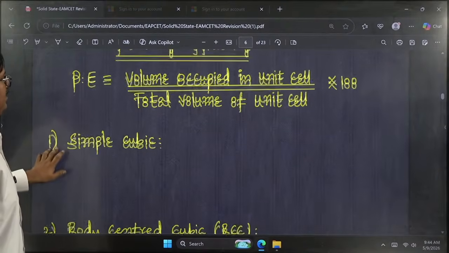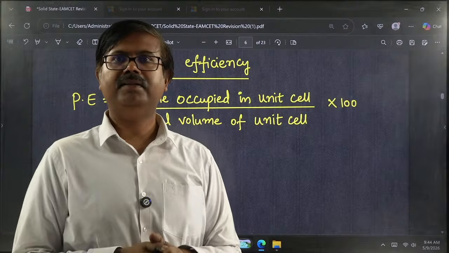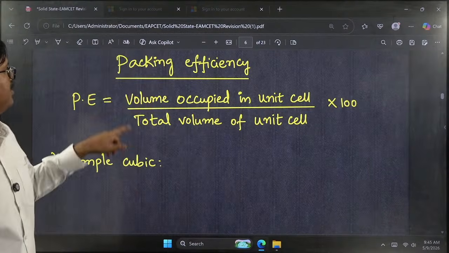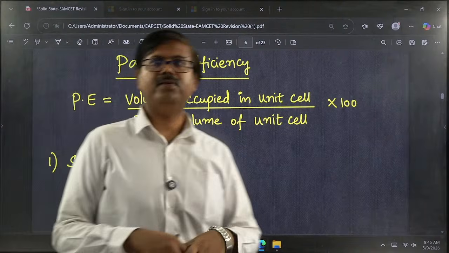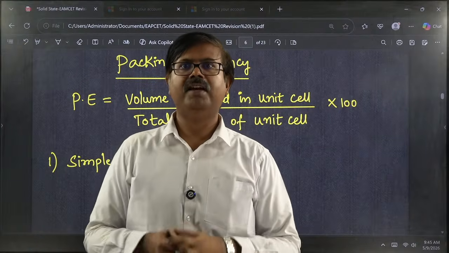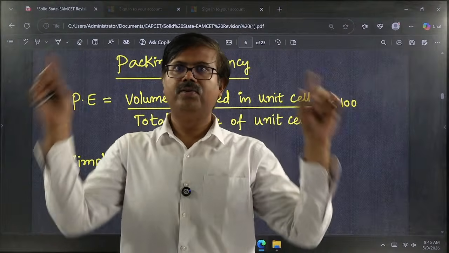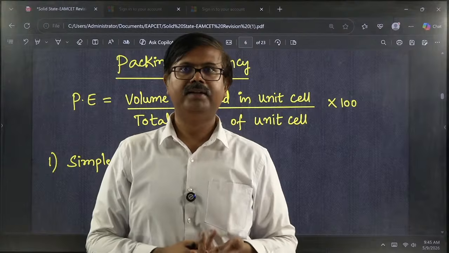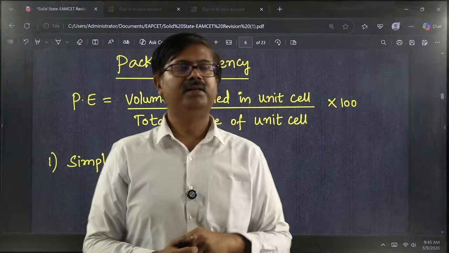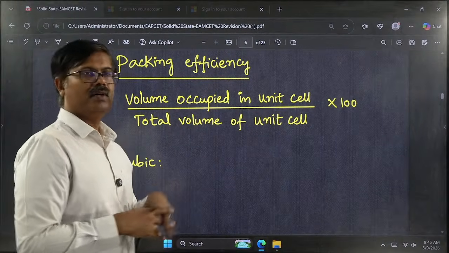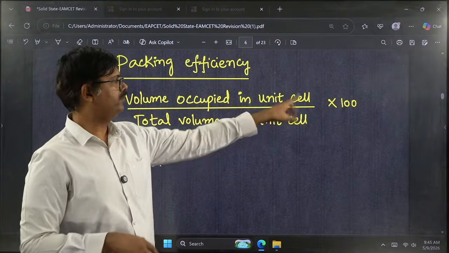Next, packing efficiency. So, packing efficiency means what? How effectively things are packed inside the solid. Its formula is the volume occupied per unit cell divided by the total volume, into 100. Suppose I ask you what is the packing efficiency of this room which I am in. What is the volume occupied, divided by the total volume of the room, into 100. That is the occupied percentage, which is called packing percentage. Same way, atoms occupy the unit cell. What is the volume of the atoms occupying the unit cell, divided by the total unit cell volume, into 100.